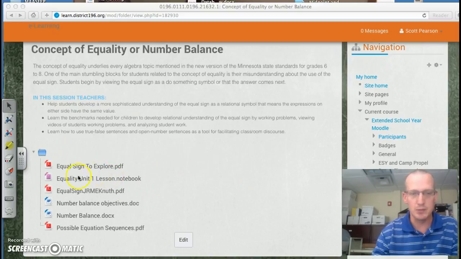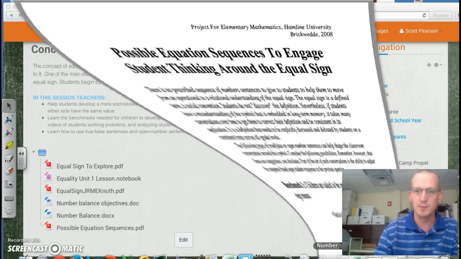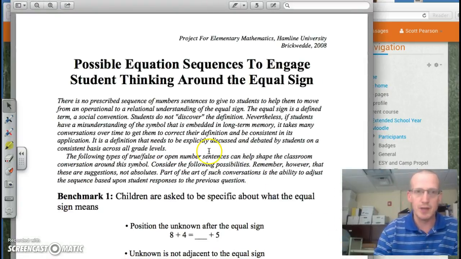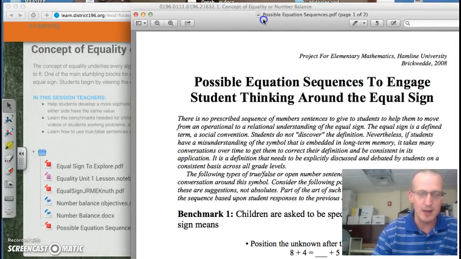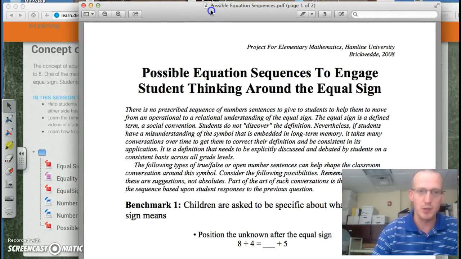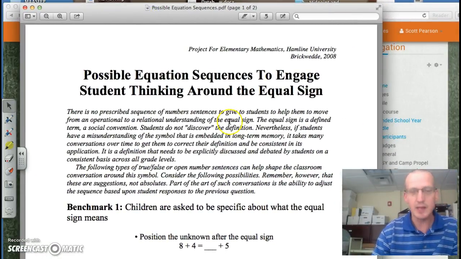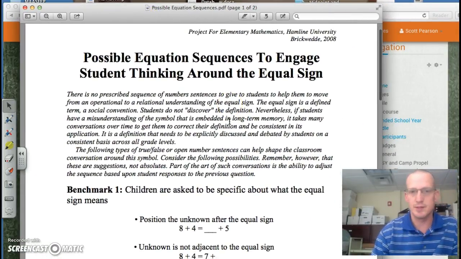Towards the bottom, it'll give you all the different resources that you can start looking at. I have them on the bottom of my screen, and we're going to start looking at some of those. The first one is possible equation sequences. And in the file on the side, it's the very bottom one, so possible equation. And what it is is just this.